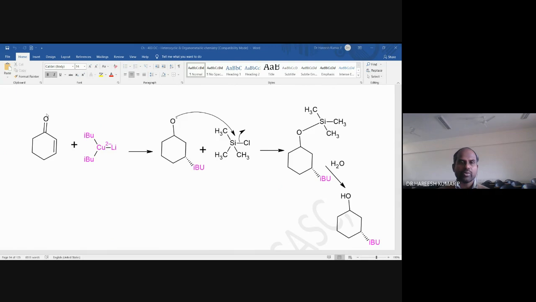So this anion, if an electrophile is present, like trimethylsilyl chloride, then there will be a new bond formation between this oxygen and the silyl group, and chlorine will go out.